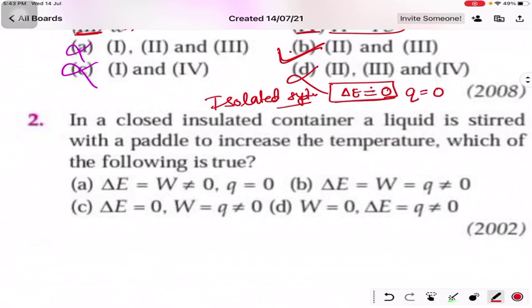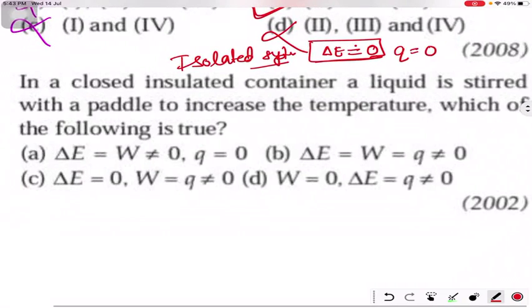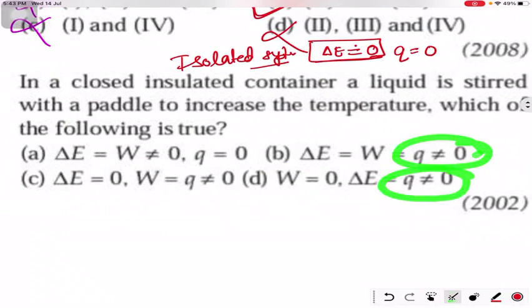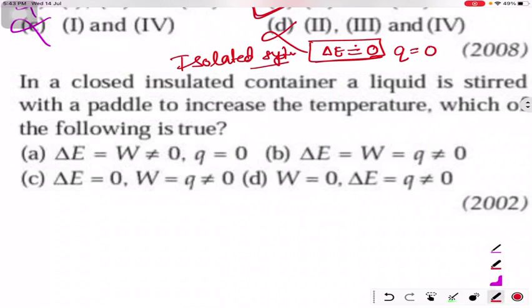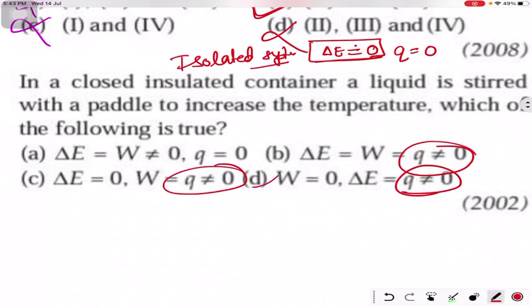So from these 4 options, we can eliminate. Here Q is not equal to 0, and this is not correct because this is an isolated, closed system. These 3 options contain this part, Q not equal to 0. So automatically we can eliminate them, and the correct option is option A.